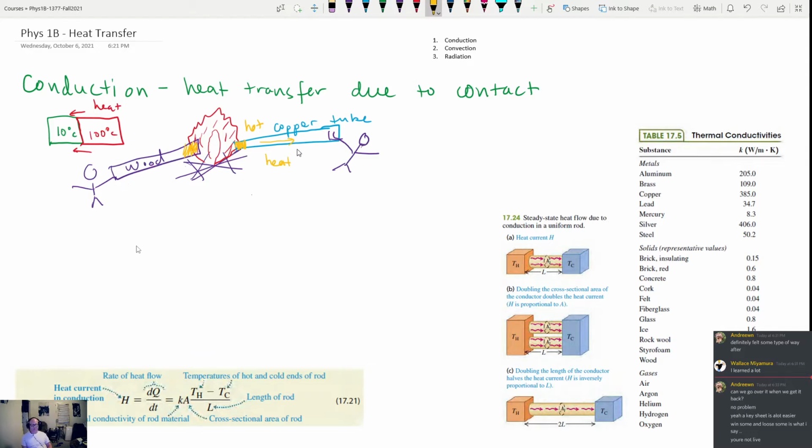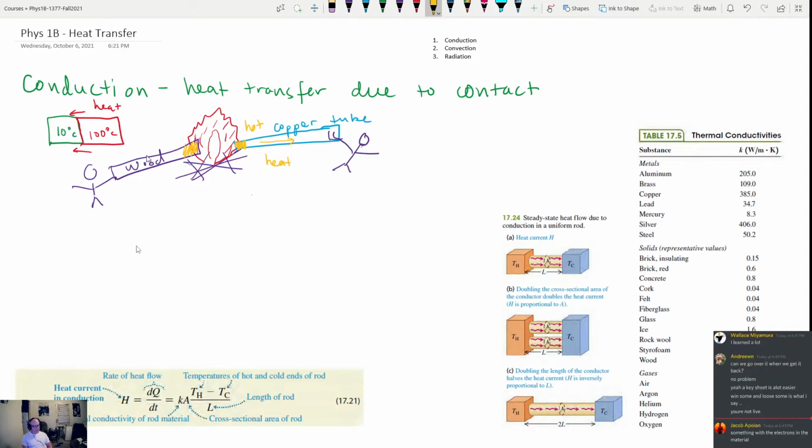So what's actually different between the copper tube and the wood that makes this happen? Does anyone know? Why does this heat transfer occur through the copper tube, but it doesn't happen through the wood? It's a good insulator? Wood is a good insulator.